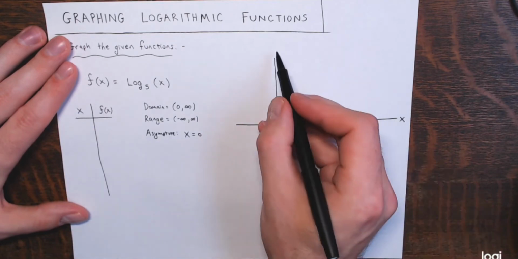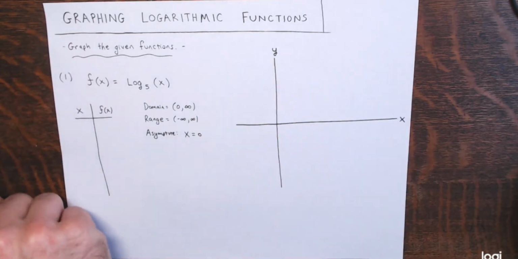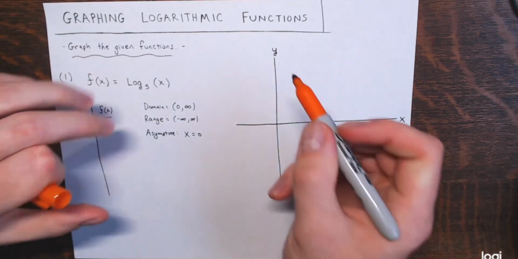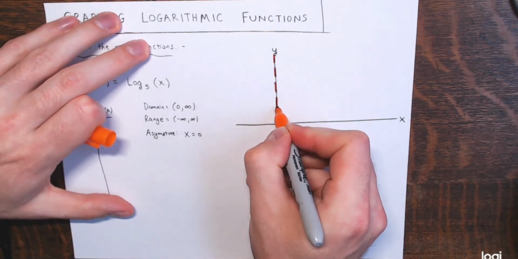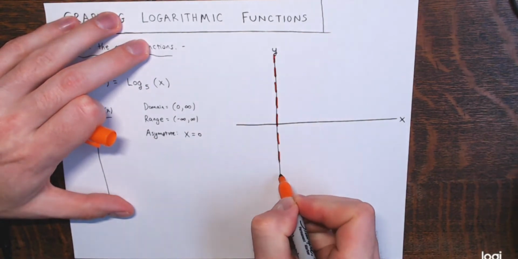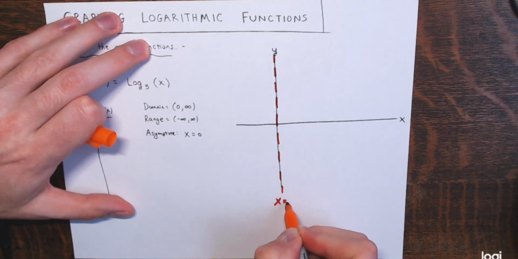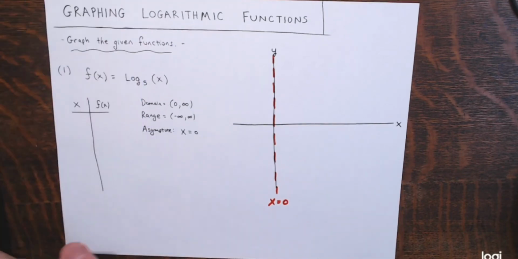And if you have graph paper, that'll make this maybe a little easier. But here's the y-axis. I'll put some dashes on this. Right, this is an asymptote. There's x equals 0. The graph will not be touching that line.